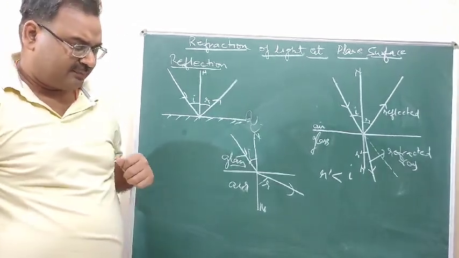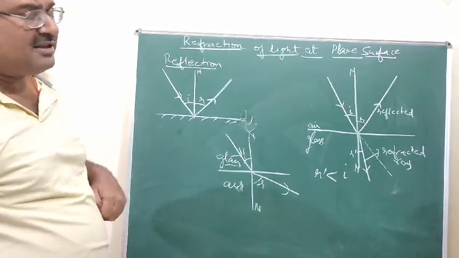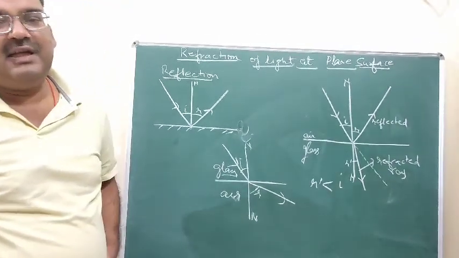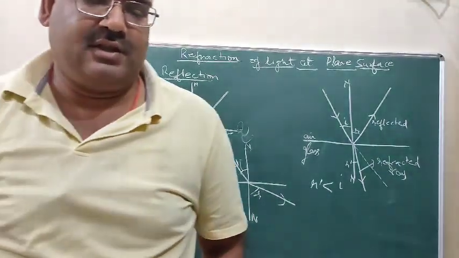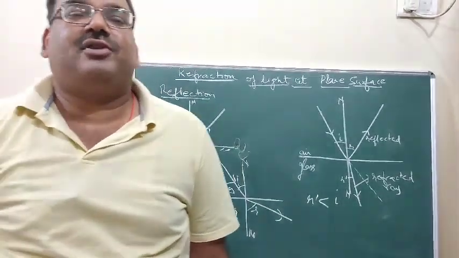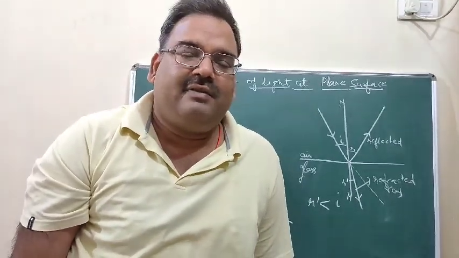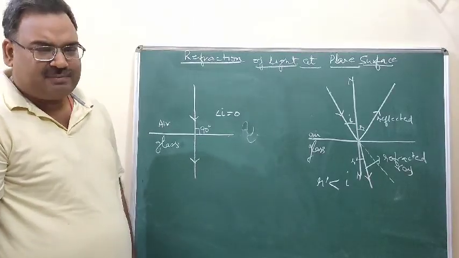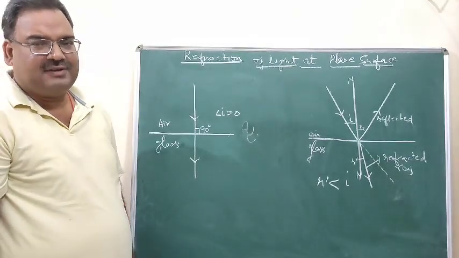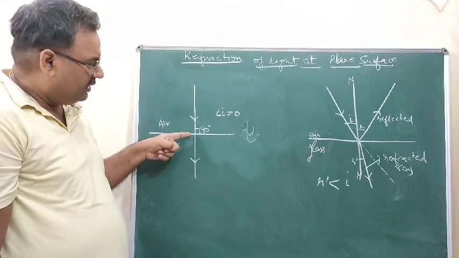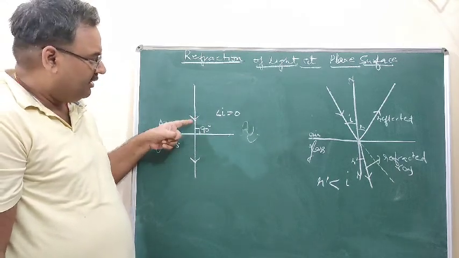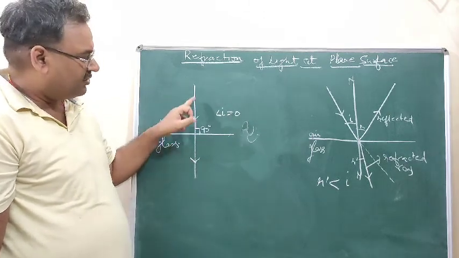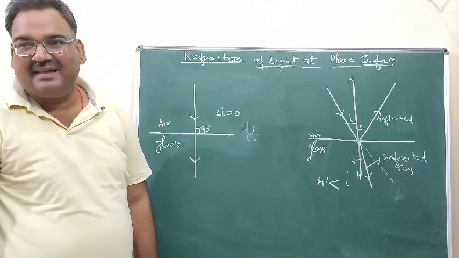Now what will happen if a ray of light strikes perpendicularly? If a ray of light strikes perpendicularly, then it will suffer no deviation. When a ray of light strikes normally to the surface, it will suffer no deviation. Now for reflection to take place, the ray should obliquely strike a surface. If the ray is striking perpendicularly to the boundary, then it will undergo no deviation from its path. Is it clear? If the ray strikes normally to the surface, it will pass undeviated.